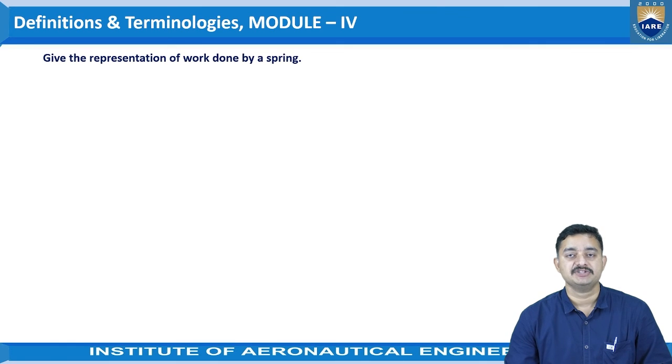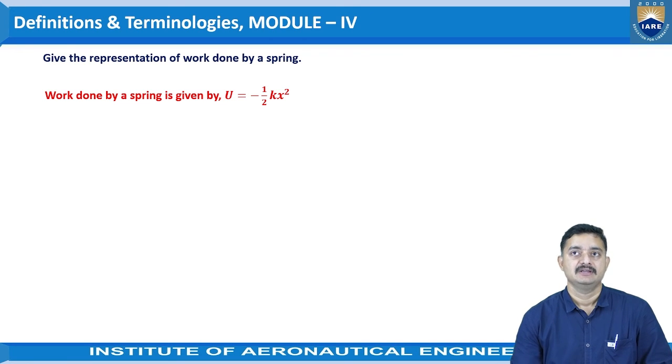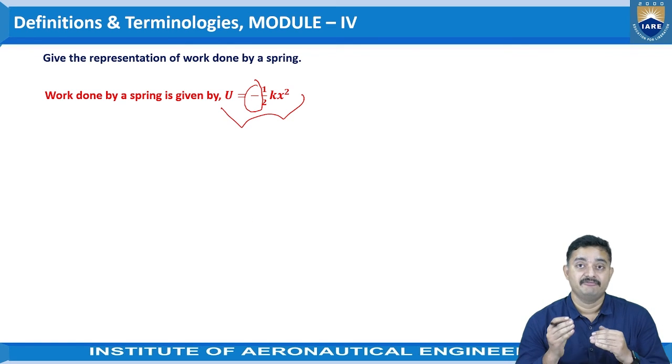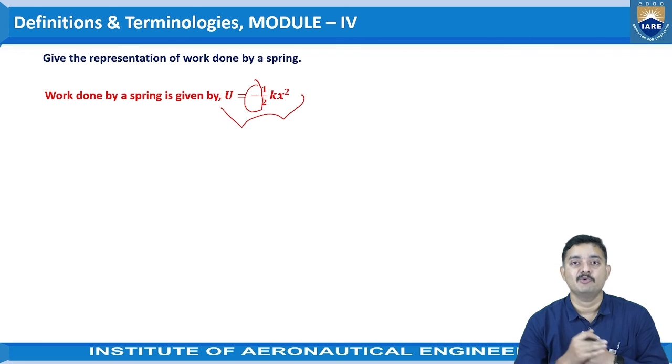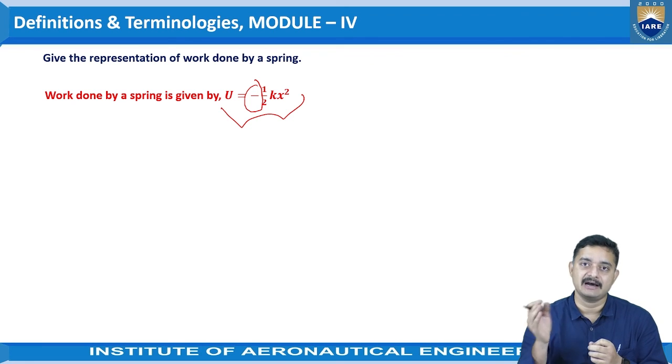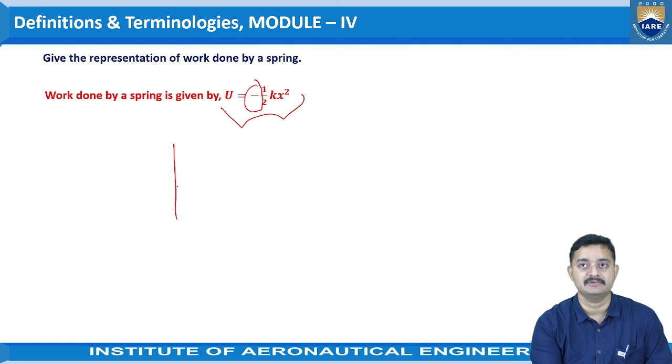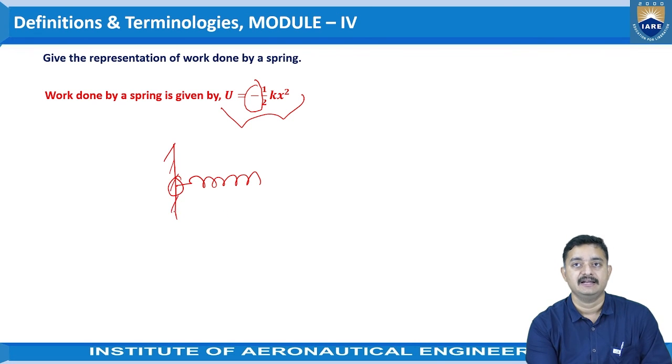Then the representation of work done by a spring. So the work done by a spring is given as U is equal to minus 1 by 2 kx square. Here again in this equation, this minus term is involved because the work that is being done is against the movement of the object. That means the force which is applied in the system is in the opposite direction to the movement of the spring. To understand this, you can take an example. Let us say this is the spring which is fixed to one end, and the other end is free.